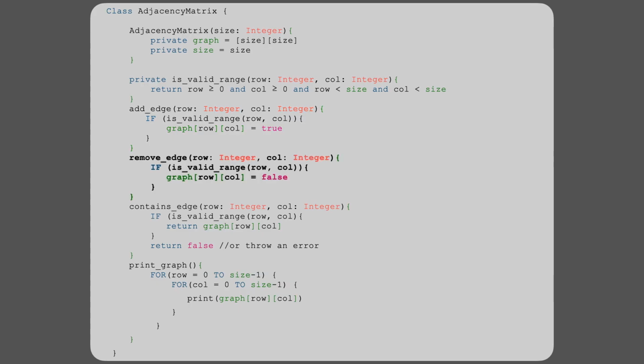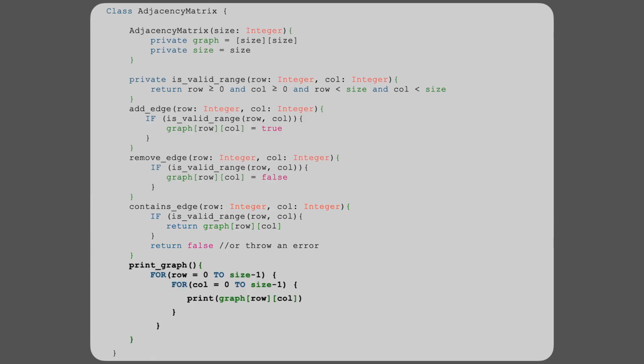Now moving on to the removeEdge method, this again is pretty straightforward. We simply mark the entry as false to indicate that there's no edge between the vertices row and column. Now moving on to ContainsEdge, again this is very simple. It will return whatever value is in that entry. So if true was in that position, it will return true. And if false was in that position, it would return false.